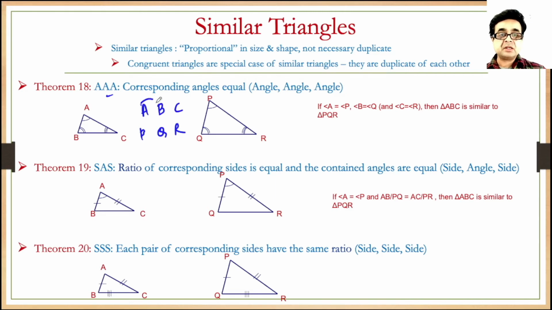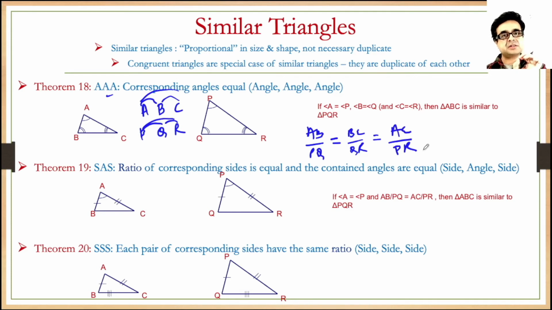So AB divided by PQ would be equal to BC divided by QR, would be equal to AC divided by PR. If you don't write the triangles in this kind of nomenclature where the corresponding vertices are written down, then you will make an error because you would come up with wrong ratios. So the nomenclature on how to write similar triangles is of utmost importance. Please practice it as much as possible.